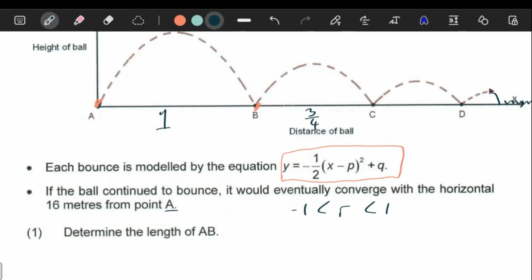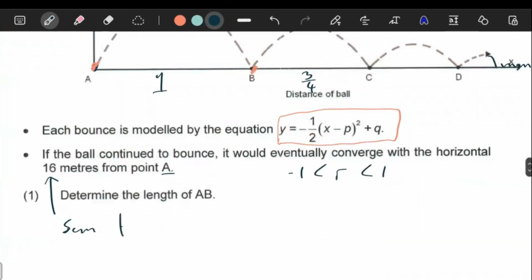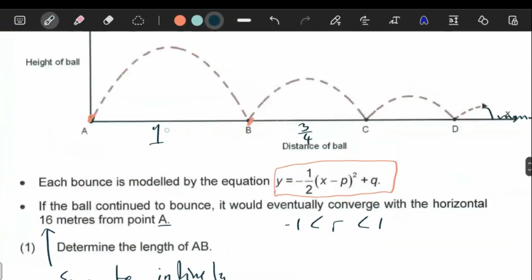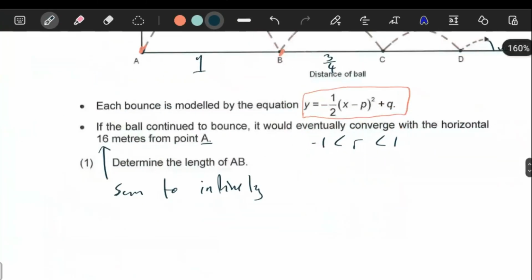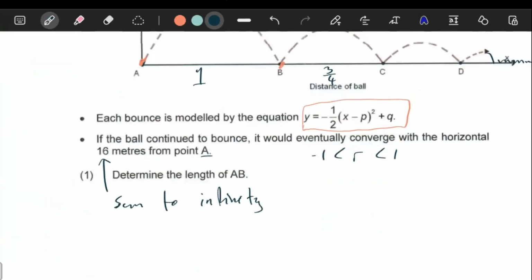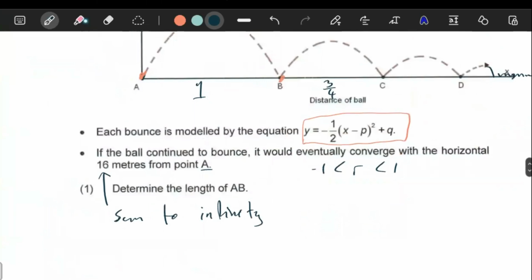So this is actually the sum to infinity, because if you add the distance here plus the distance there, going on and on and on, it will eventually just add up to 16. It says determine the length of AB. So I mean, this is just hypothetical. To say if it's 1 here, this would be a 3/4 going on and on and on.